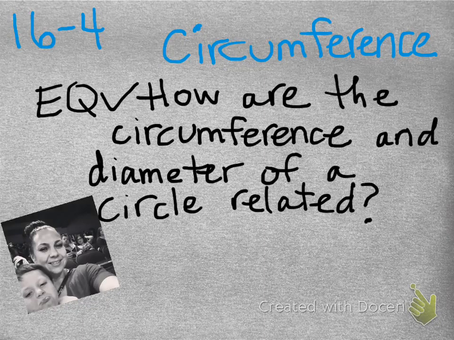16-4, circumference. Your essential question is, how are the circumference and diameter of a circle related? So we're going to be understanding some more formulas, so get ready to do some math note-taking. We're going to use pi, and we're going to be able to find the circumference of a circle.